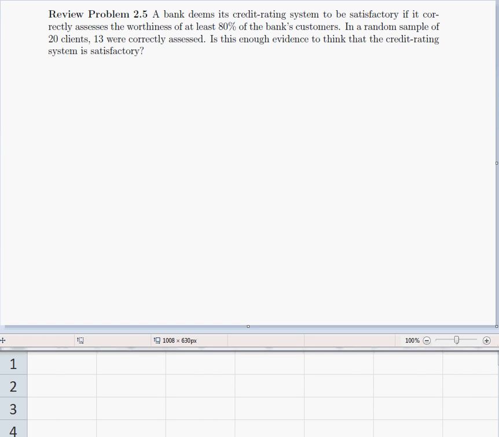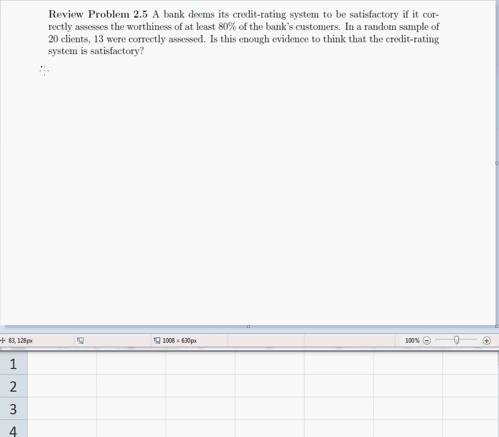Let's now consider review problem 2.5. A bank deems its credit rating system to be satisfactory if it correctly assesses the worthiness of at least 80% of the bank's customers. In a simple random sample of 20 clients, only 13 were correctly assessed. Is this enough evidence to think that the credit rating system is satisfactory?